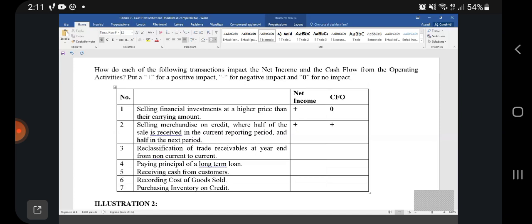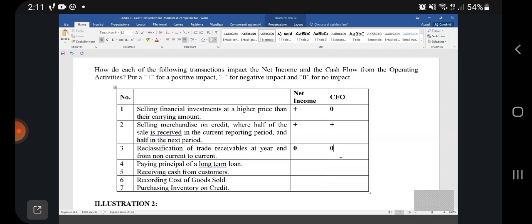Good. Reclassification of trade receivables at your end from non-current to current. Will that impact the net income at all? No impact here. Everything goes from one section of the statement of financial position to the other one. So this is a movement only within one statement, no effect neither in the income statement, and that is the net income, nor in the cash flow statement, and that is CFO. So no impact. Why? Because it is a simple movement within the primary financial statement.